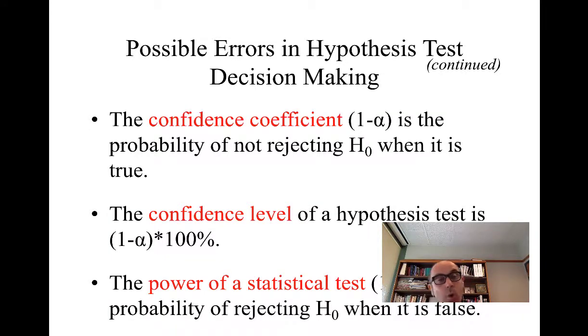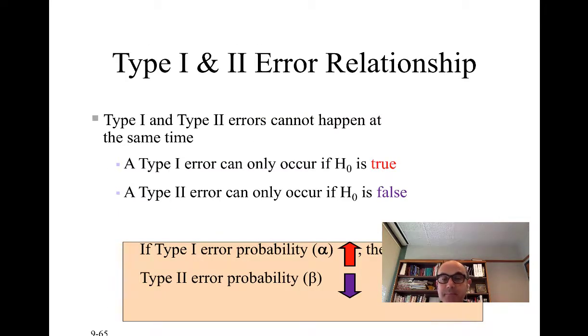So the confidence, I want you to go over that. This is part of the equation that we need to make sure we follow in order for us to do that. And there is an idea of relationship. Type 1 and type 2 error cannot happen at the same time. Type 1 error cannot occur if the null hypothesis is false, and type 2 error can only occur if the null hypothesis is false.